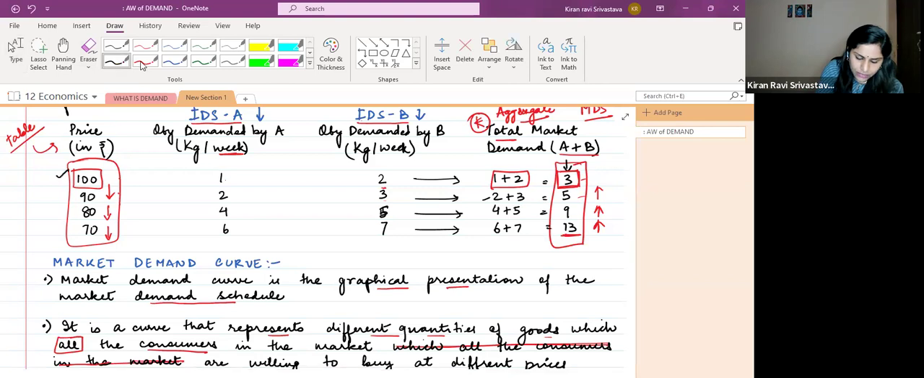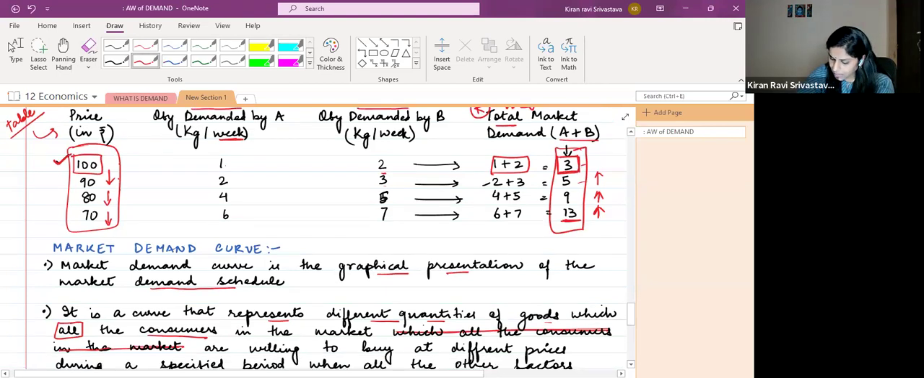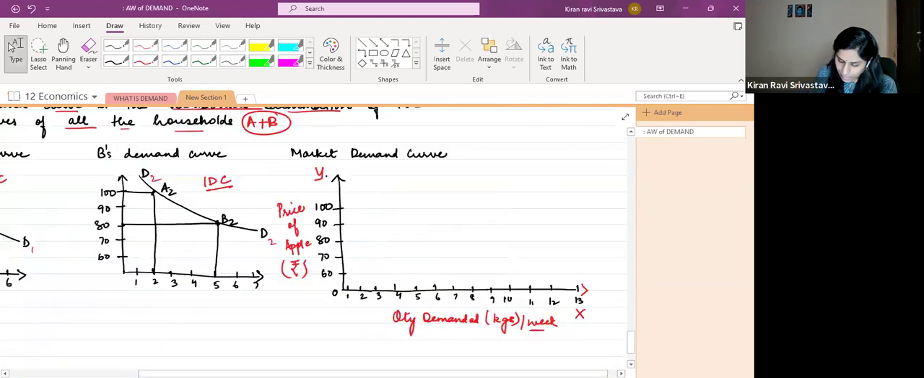It's not that we start randomly. We will start from the first one. At 100 rupees, 3 is the quantity demanded. So we'll go to 100 and start from here. Just use your scale and pencils to make the dots. This is the first point here, so this is my first combination.